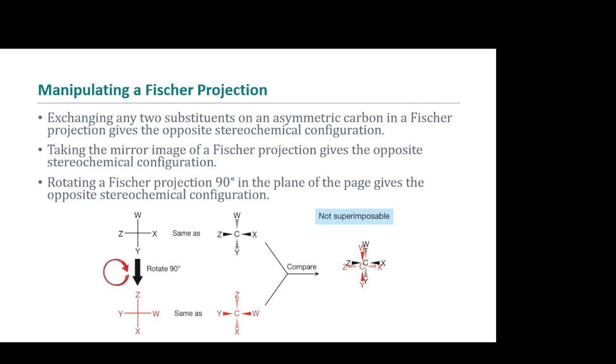So if we exchange any substituents on an asymmetric carbon in a Fisher projection, it's going to give the opposite stereochemical configuration. All we need to do is take any of the horizontal ones and switch them. Typically you'll do the horizontal because there'll be rules for the vertical. However, theoretically, if you switch the vertical, that would also give you the different configuration.